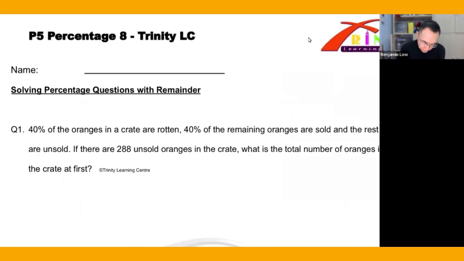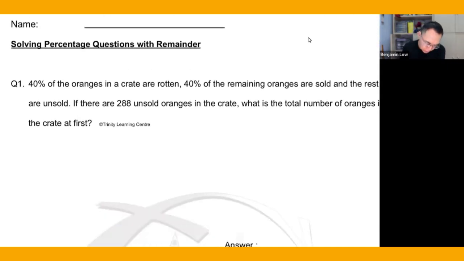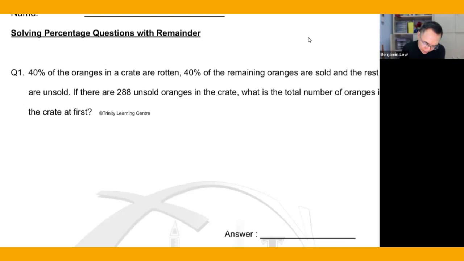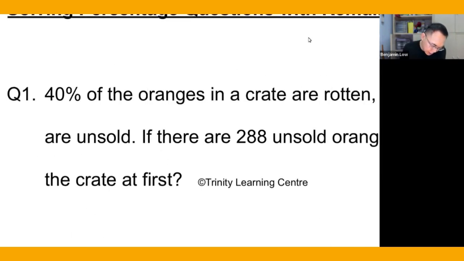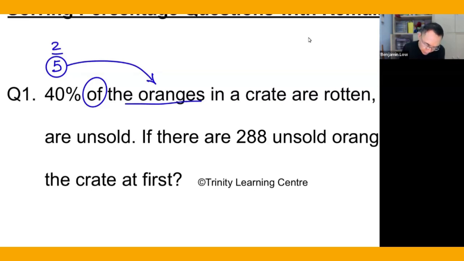Let's get started. This is the P5 percentage 8. Question number 1. Questions with remainder. Now, keywords first. First, you want to change all your percentages into fractions. That's why I made you all learn this. So, you will circle the 5, and because of the word off, you will point the 5 to the word oranges. So it represents the total.